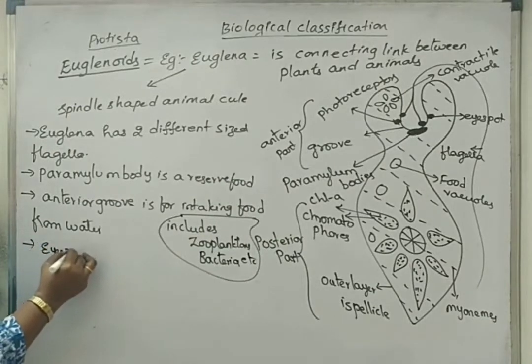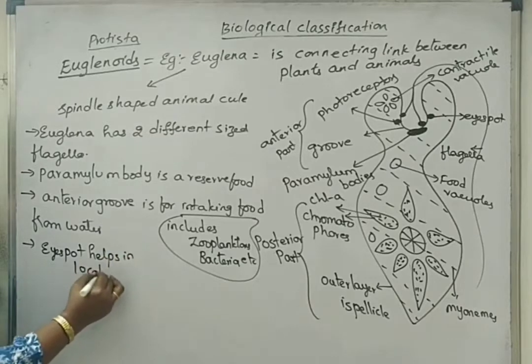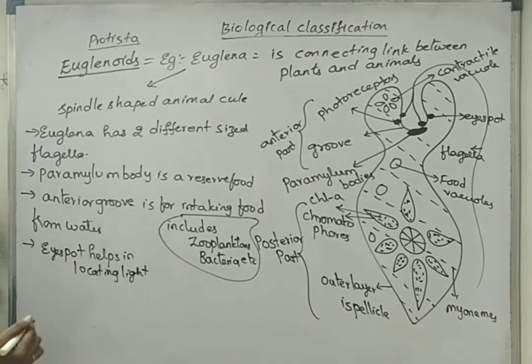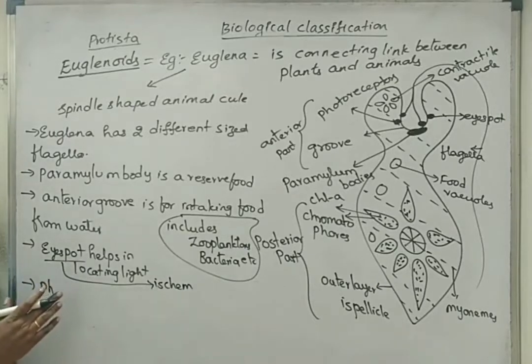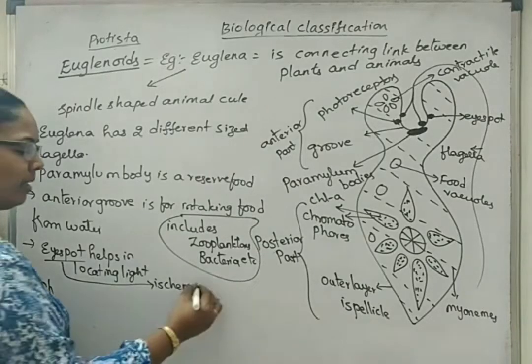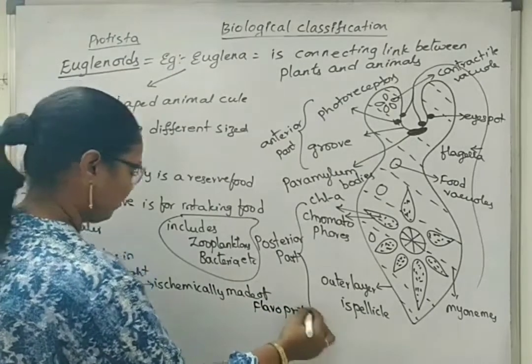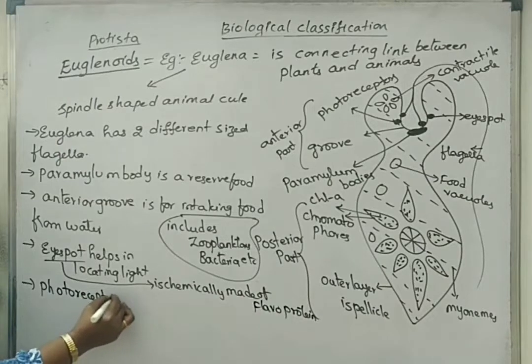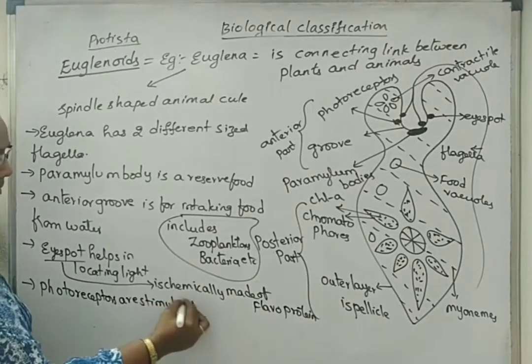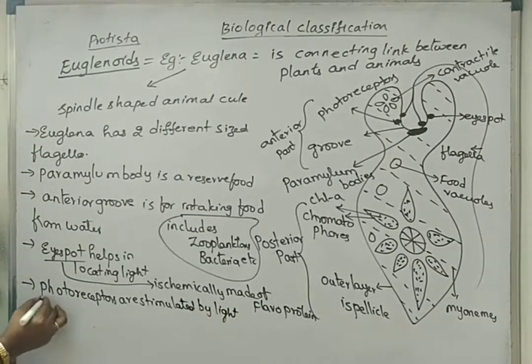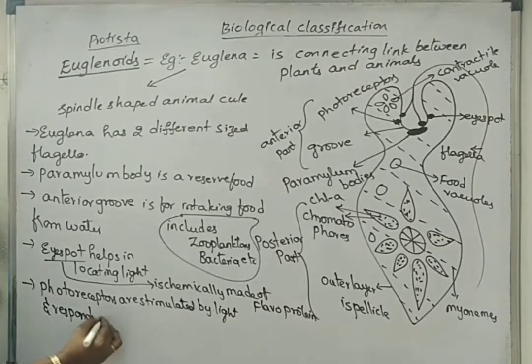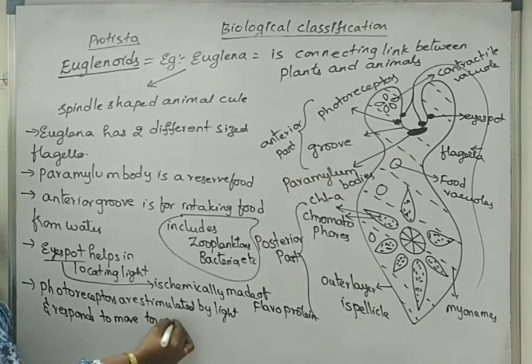Next, the eye spot helps in locating light. Next, the photoreceptor. The eye spot is chemically made of flavoprotein. Other types of pigments are also there, like rhodopsin, but especially in the case of Euglena, it is made up of flavoprotein. Photoreceptors are stimulated by light and respond by moving towards light.